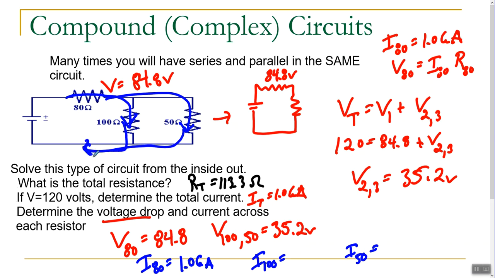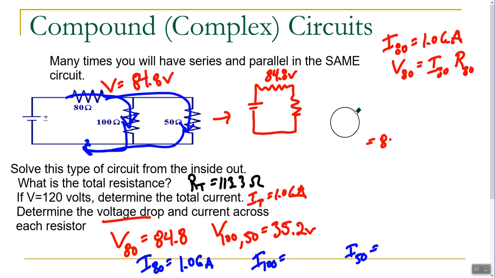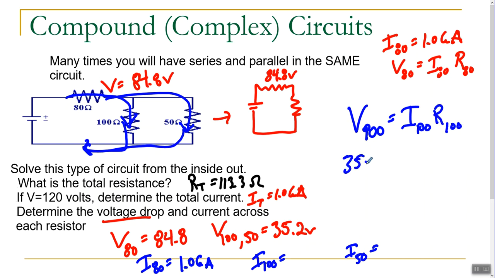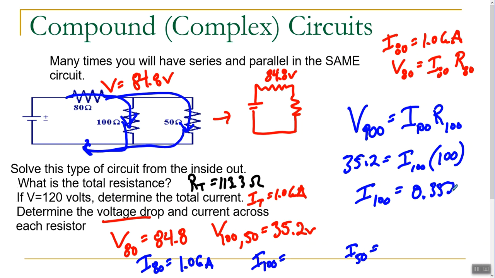Since the current's going to split up in two paths and come together, my current is going to drop. But since these resistors are not the same, they're not going to have the same current drop. So how do we find this? Well, that's back to Ohm's law one more time. I guess technically two more times if we're going to be specific. And that is voltage at the 100 ohm resistor equals the current at the 100 ohm resistor times the resistance of the 100 ohm resistor. So 35.2 equals I at the 100 times 100. So the current at the 100 ohm resistor is going to be 0.352 amps.